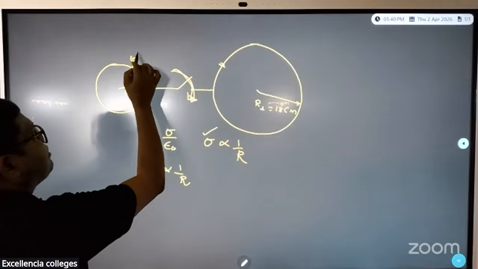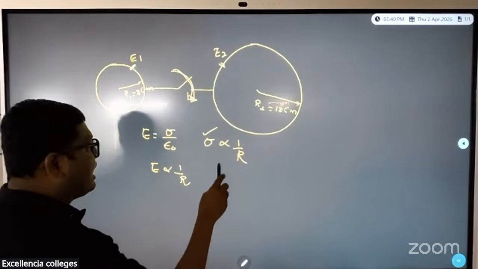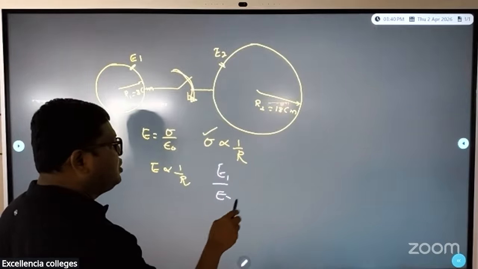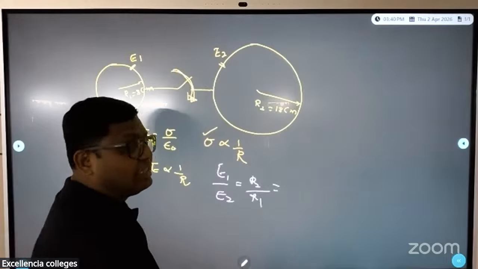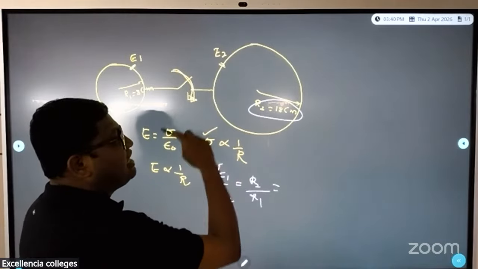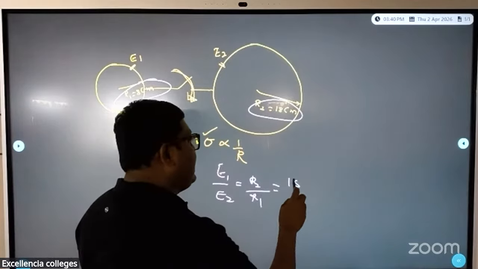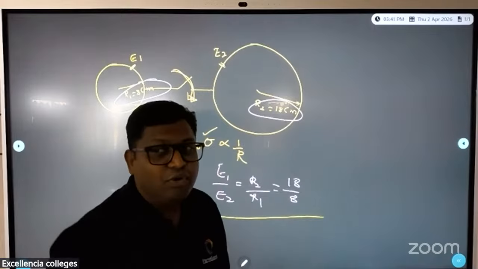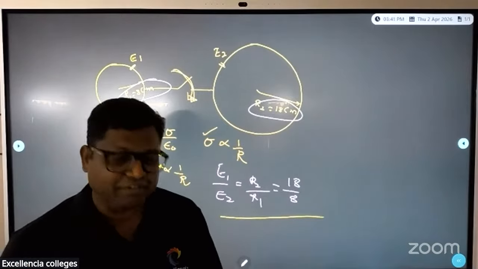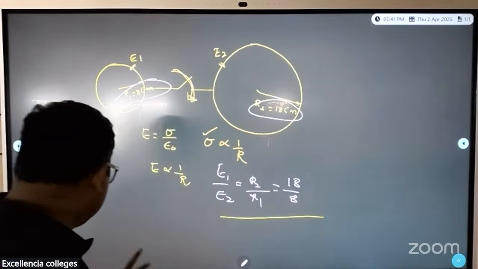If the electric field here is E1 and here is E2, then E1 upon E2 will be equal to r2 upon r1. The value of r2 is 18 centimeter and the value of r1 is 8 centimeter, so it is going to be 18 divided by 8. That is the value of the ratio of the electric field. That was a simple question which came from electrostatics. Let's go to the next question.